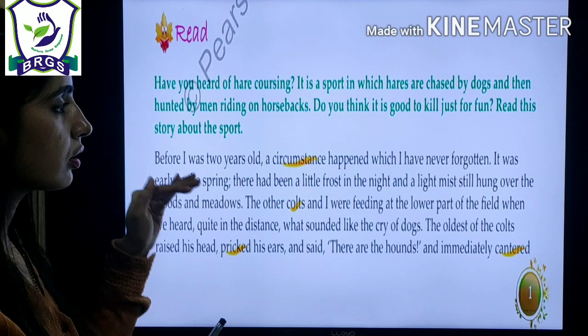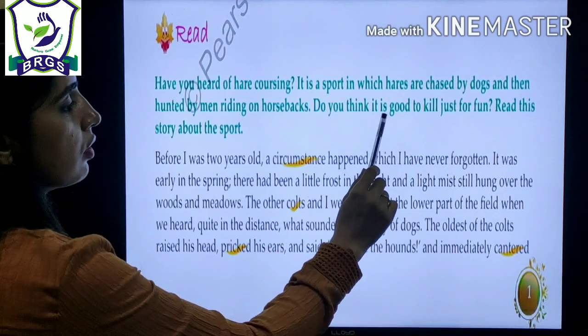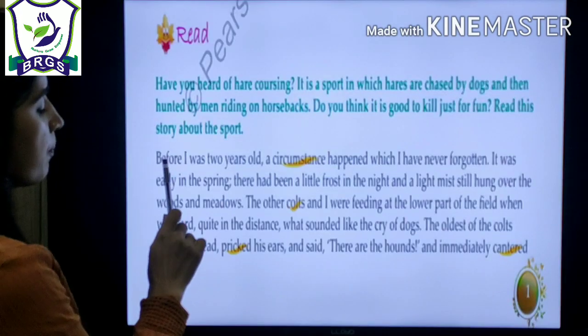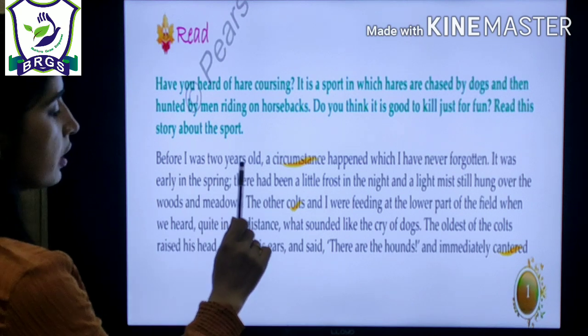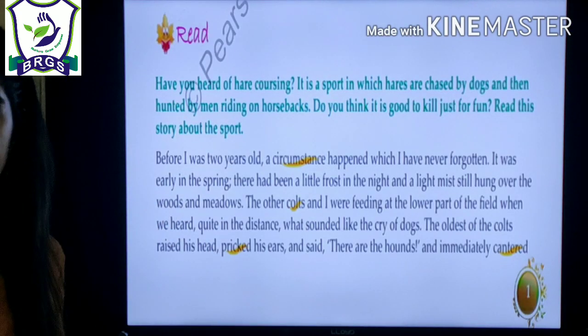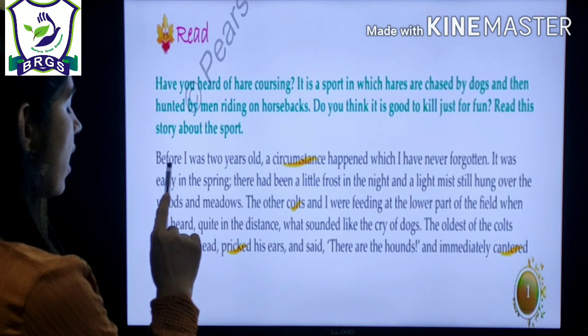After completing the story, you have to tell, is it good or not? Let's start. "Before I was 2 years old." So "I" refers to the narrator. The narrator is Black Beauty, the horse, Darky.